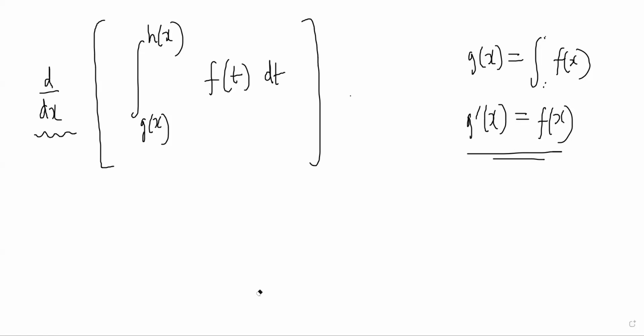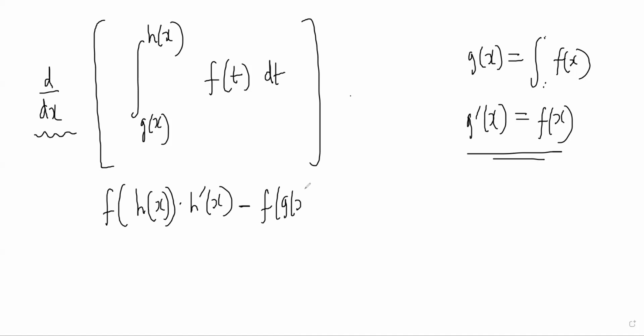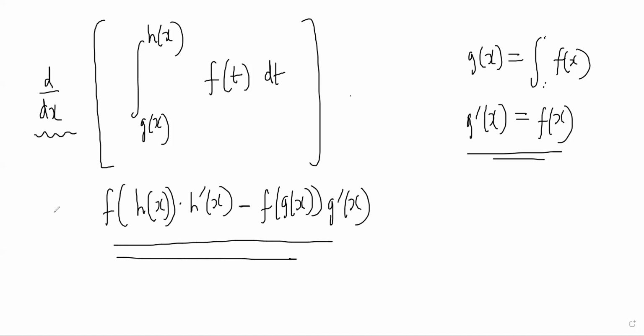Shreesh, you must know this, right? Yes, sir. It is h dash of x into f of h of x minus g dash of x into f of g of x. That is, f of h of x multiplied by h dash x, minus f of g of x multiplied by g dash x. Yashwant, this is the formula that you have seen, right? Yeah.